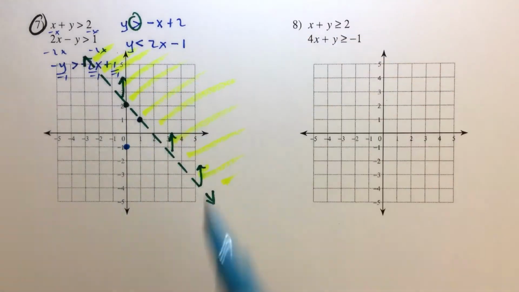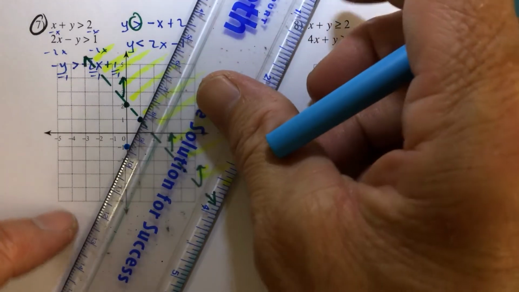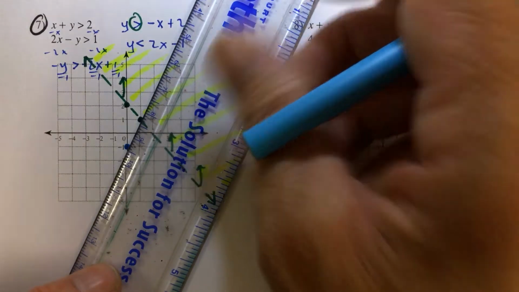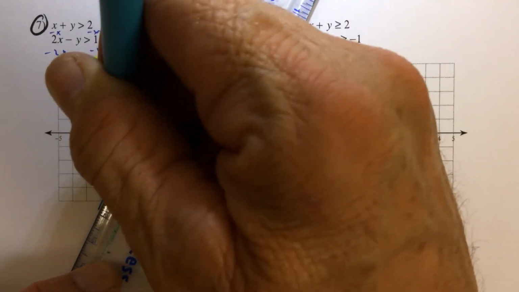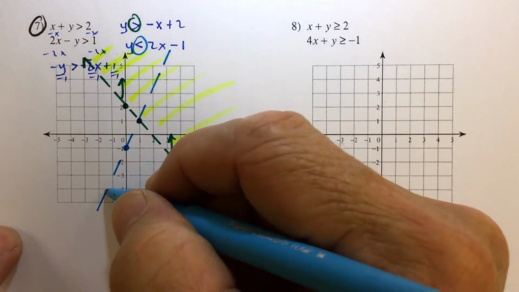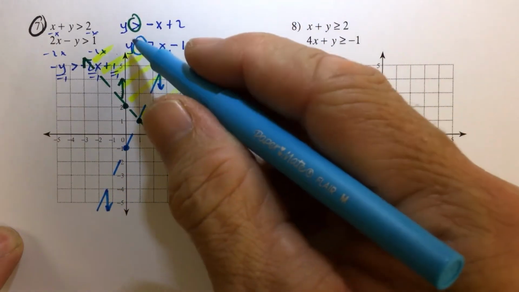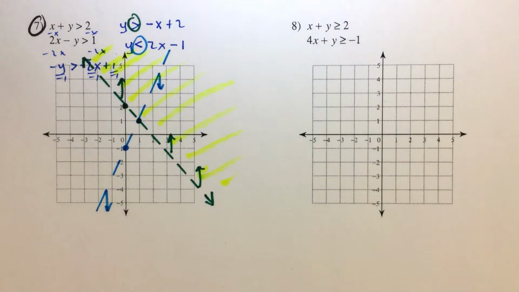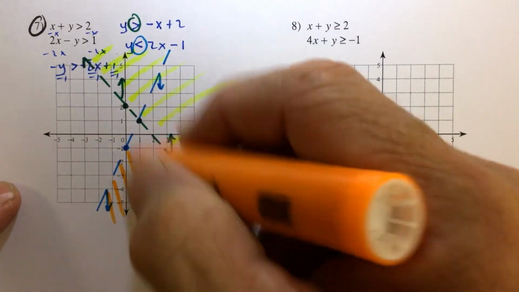Up 2 and over 1, I could draw another dot, but I don't need to. So I'll use these two. And again, we're going to look at the symbol first, and we're going to draw it dashed because it's just less than. And less than means we go from the line down because of the less than symbol. So if we go down, then we're going to shade below the line.